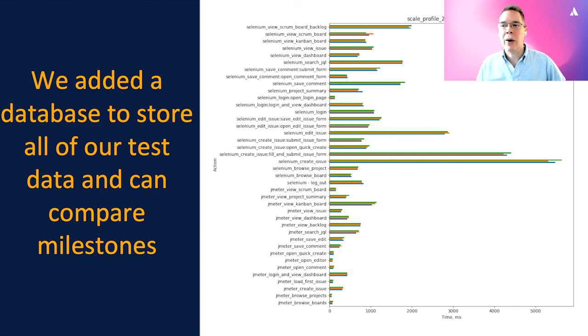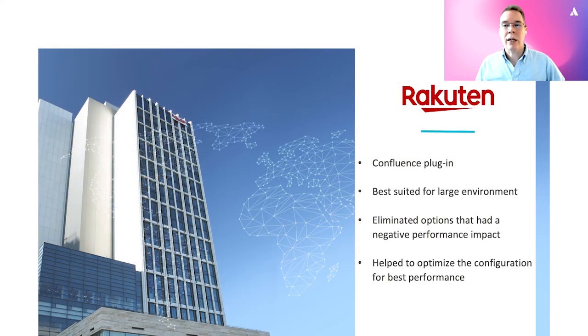Now that you understand performance testing, APT, and how to generate performance and scaling tests, you might be wondering how APT helped Rakuten. Rakuten used this method to select a Confluence plugin that was best suited for our large environment and requirements. We were able to eliminate options that had a negative performance impact. For the plugin we chose, it helped optimize the configuration for best performance.